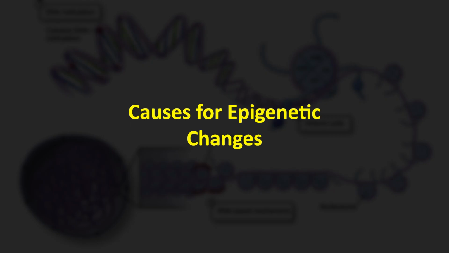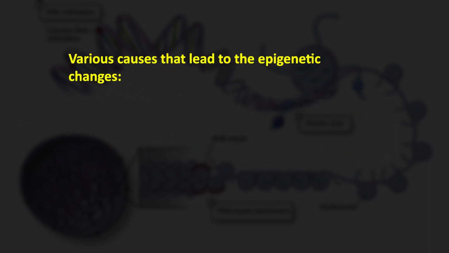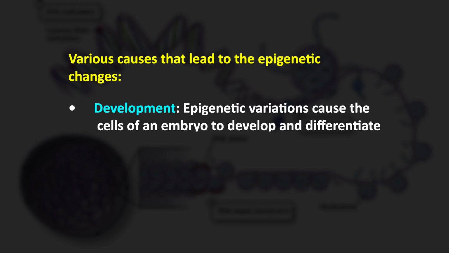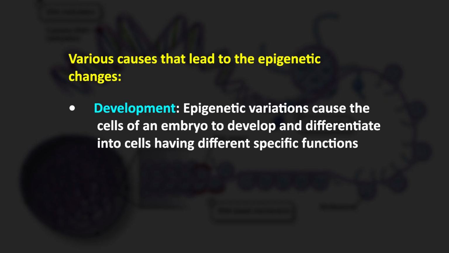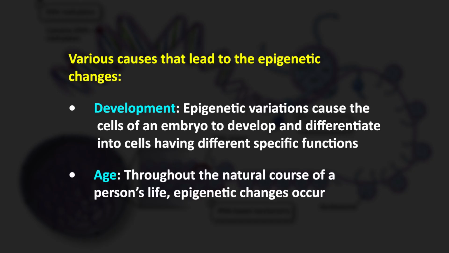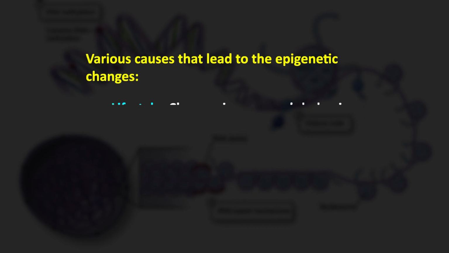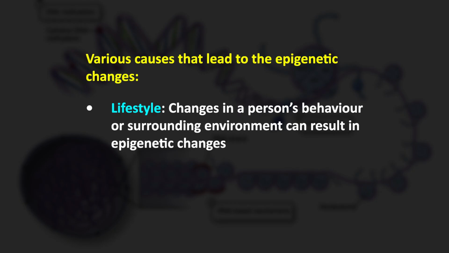Dear students, let's now understand the various causes that lead to epigenetic change. The first one is development. Epigenetic variations cause the cells of an embryo to develop and differentiate into cells having different specific functions. Second is age. Throughout the natural course of a person's life, epigenetic changes occur. Third is lifestyle. Changes in a person's behavior or surrounding environment can result in epigenetic change.